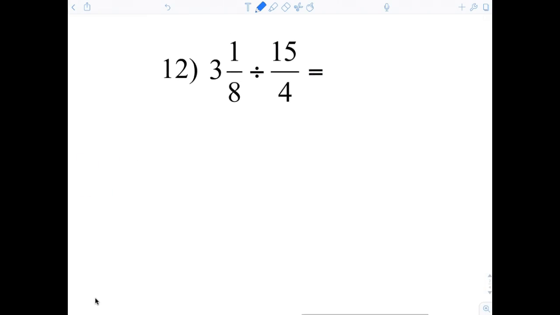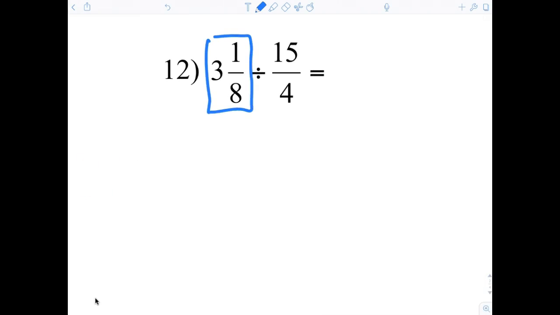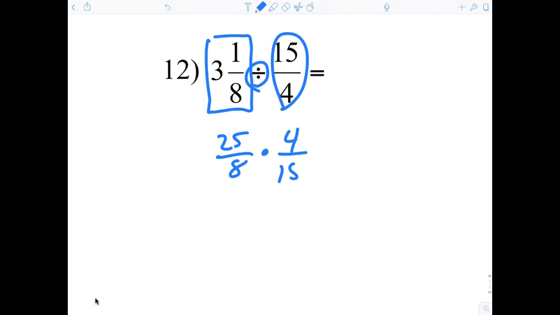Okay, number 12. I got to fix 3 and 1/8. Carly, tell me what to do on this. So it would be 25 over 8. You're awesome, girl. And now division becomes multiplication, and then what do I do with this fraction? And then you reciprocate it. There you go. Good job. Now what? You can reduce it. So 8 divided by 4 is 2. And then 4 divided by 4 is 1. And then 15 divided by 5 is 3. And then 25 divided by 5 is 5. Good job, girl. Proud of you. Next, final answer is 5.